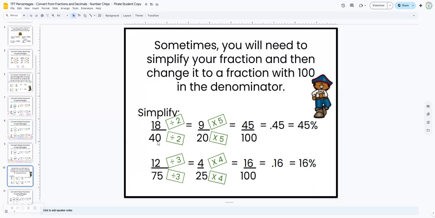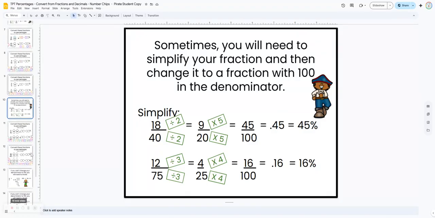Now sometimes we can't directly convert our fraction to an equivalent fraction with 100 in the denominator. I can't multiply 40 times any number and get 100. So I'm going to try next to simplify the fraction. If I simplify 18/40ths, I divide the numerator and denominator by 2, I get an equivalent fraction of 9/20ths. Now I have a fraction that I can convert to 100 by multiplying numerator and denominator by 5. Then I get 45 hundredths, which is 45 hundredths as a decimal, which is 45%.